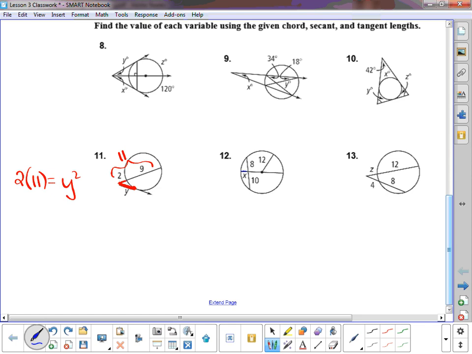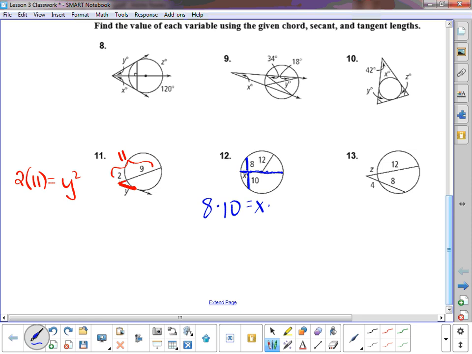So normally, I would set it up as piece times piece equals piece times this whole thing here. We've got to figure out what that is, though. 24. Is it 24? 24 minus x.